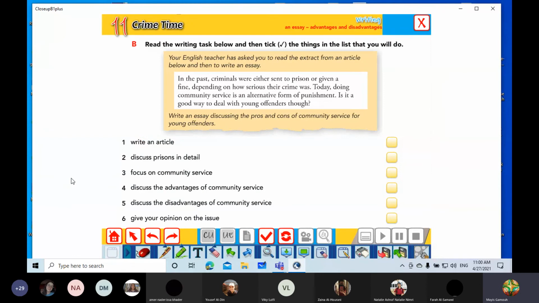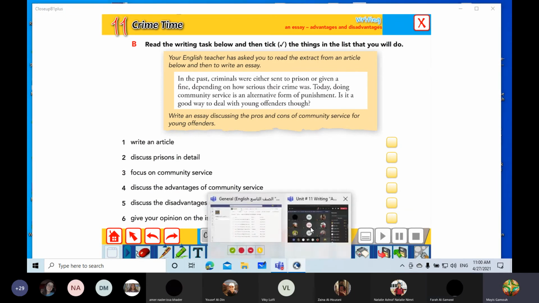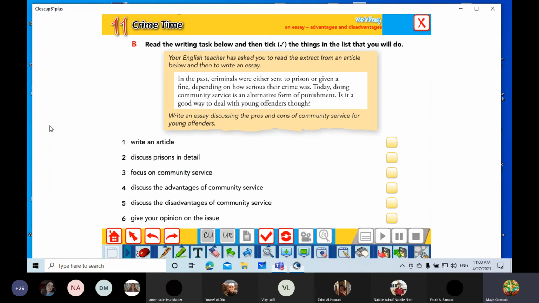Farah, can you start? Yes, write an article. Do not tick it. Yes, why? Because we have to write what? An essay. An essay. Thank you, dear. Yes. Number two, Yanur. Discuss prison in detail. No. Discuss prison in detail. Don't take it. All right, don't, because we're not talking about prisons. We're talking about something else.